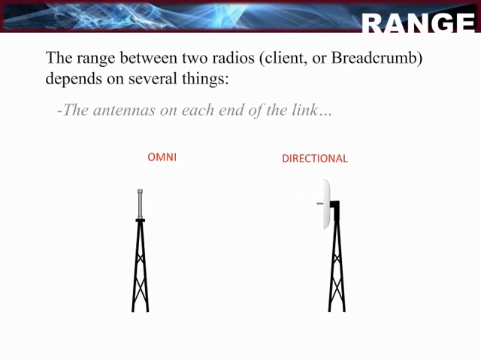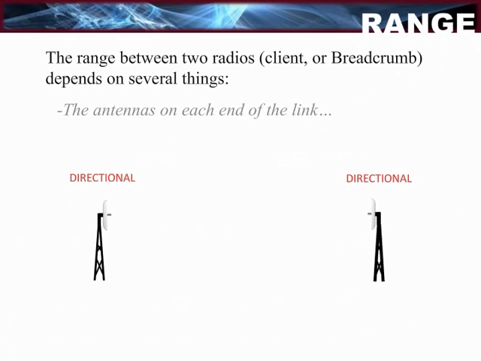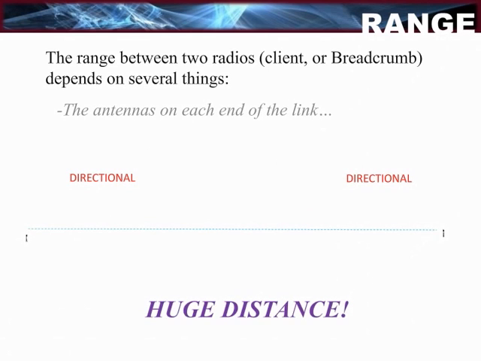If one of the antennas below were replaced with a directional antenna, the link would be able to achieve a much longer distance. If both of the antennas below were replaced with directional antennas, the link would be able to achieve a huge distance.